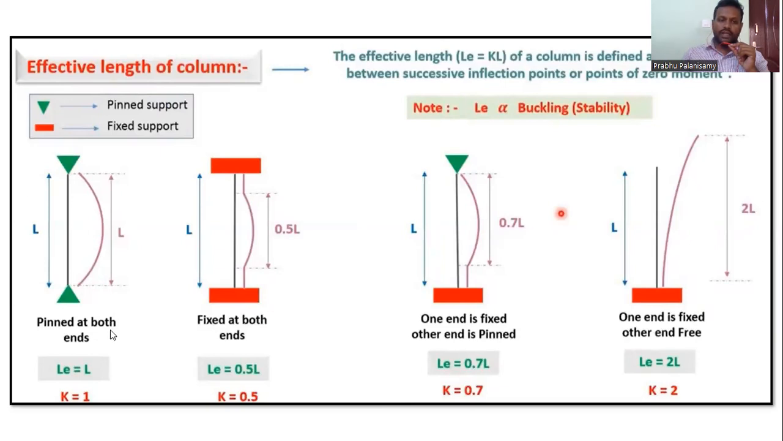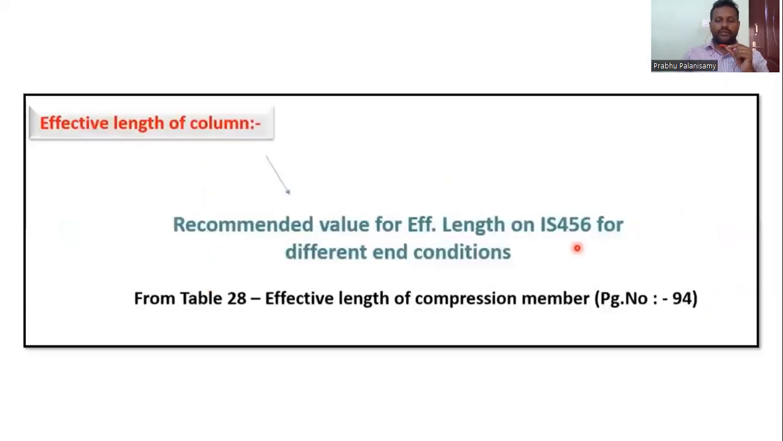So pinned at both ends, the effective length is L. Fixed at both ends, it is 0.5 L. One end fixed and another end pinned, it is 0.7 L. And one end fixed and another end free, it is 2L. This is some of the effective length, and we have this in the code also, IS 456, table 27, I hope. The effective length, the recommended value, is as it is. You can see page number 98, table number 28, which has the different conditions in IS 456.